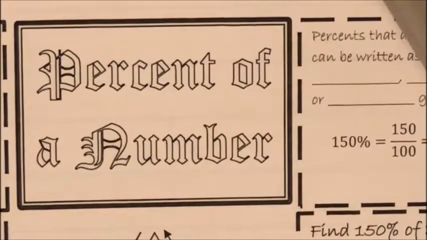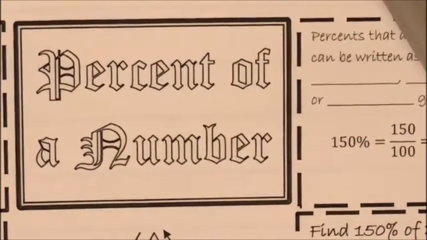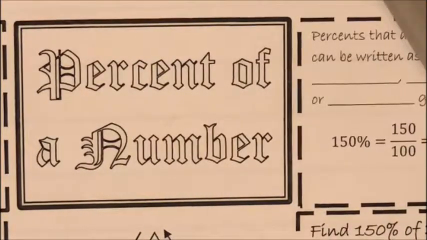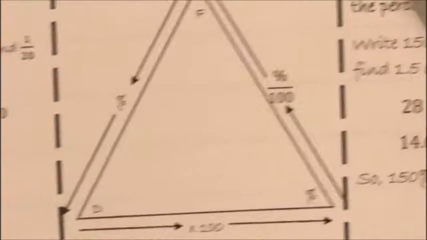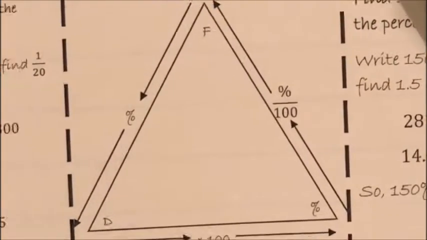All right, so this is chapter 1, lesson 1, percent of a number. Okay, so we're going to start with this entire chapter, which is all about percents, changing fractions to percents, decimals to percents, everything to percents. All right, so I want to talk about this triangle first in the middle of your page.